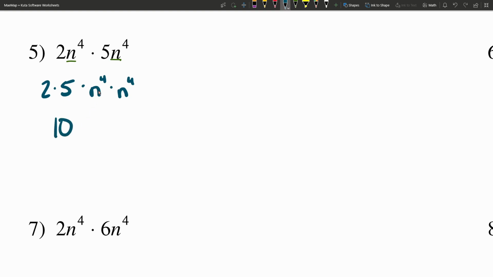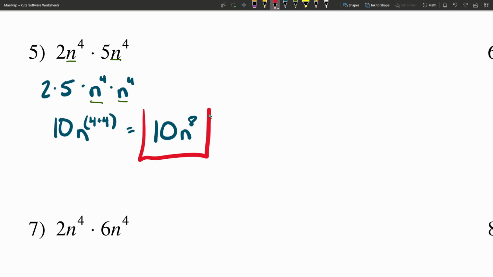And then I can combine n to the 4th times n to the 4th because I have the same base. Both have a base of n. So n to the 4th times n to the 4th is n to the 4 plus 4, which is n to the 8th. So I have 10 times n to the 8th as my solution in number 5. Let's move on to number 6.